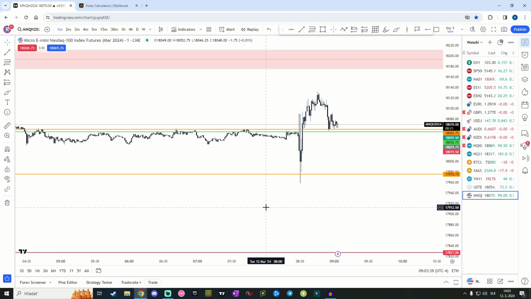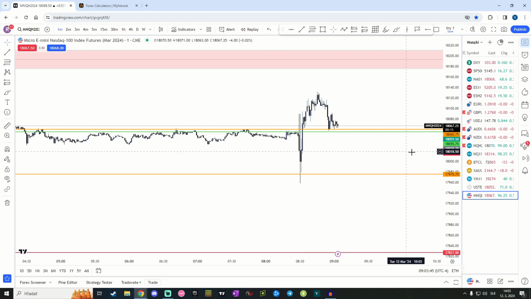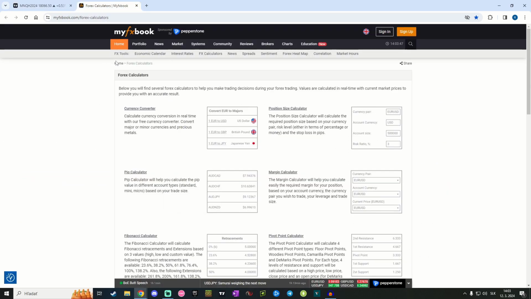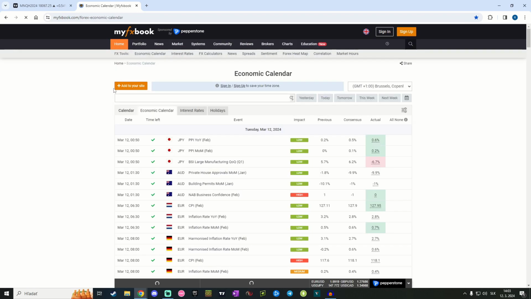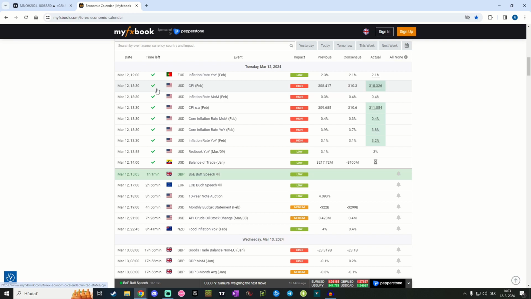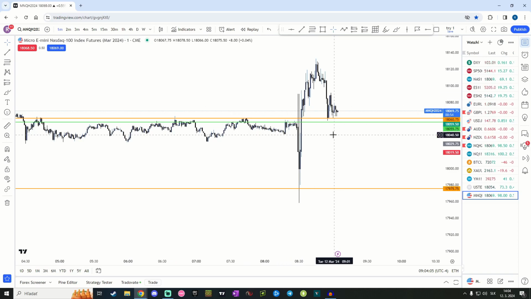Today is 12th of March 2024 and we already had a very important news event release at 8:30, which was a CPI. So let me show it on the economic calendar. Over here, as you can see, we had at 8:30 New York local time CPI releases, and then for this day we have nothing else.